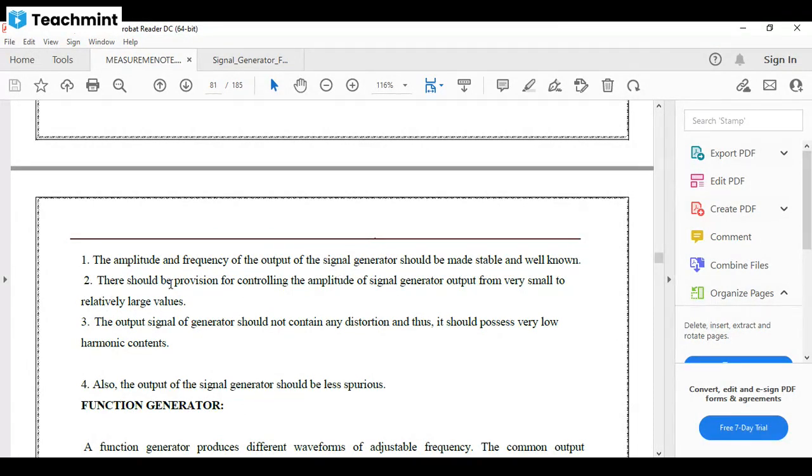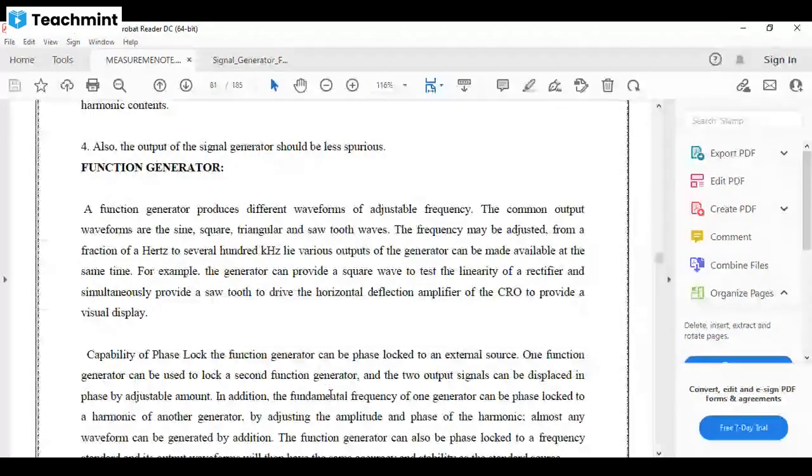Number two, there should be a provision for controlling the amplitude of the signal generator output from a very small to a relatively large value. And number three is the output signal of the generator should not contain any distortion, and thus it should have very low harmonic content. And number four is that the output of the signal generator should be less spurious. Okay, now is the function generator.